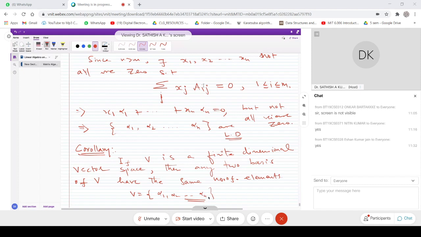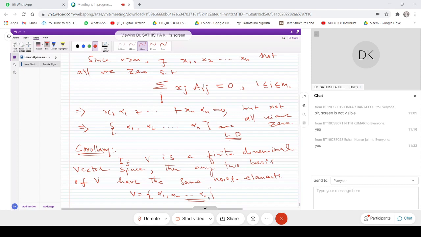So what does this corollary say? Just read this corollary carefully. V is finite dimensional, that is okay. You take any two bases of V. V is nothing but a finite dimensional space, therefore its bases are finite.